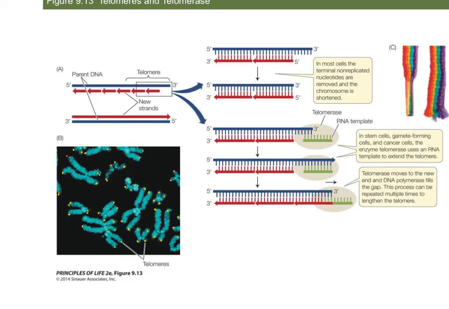So in the top diagram, you can see what we talked about like 2 slides ago, where in most cells, that terminal non-replicated part, after we've removed the primer, is just going to be removed. Okay, that shortens the chromosome. But in certain types of cells, like stem cells and cancer cells, there's an enzyme called telomerase. This uses an RNA template to extend the telomere. Telomerase moves the new end and DNA polymerase fills in the gaps. This process can be repeated multiple times to lengthen the telomere.